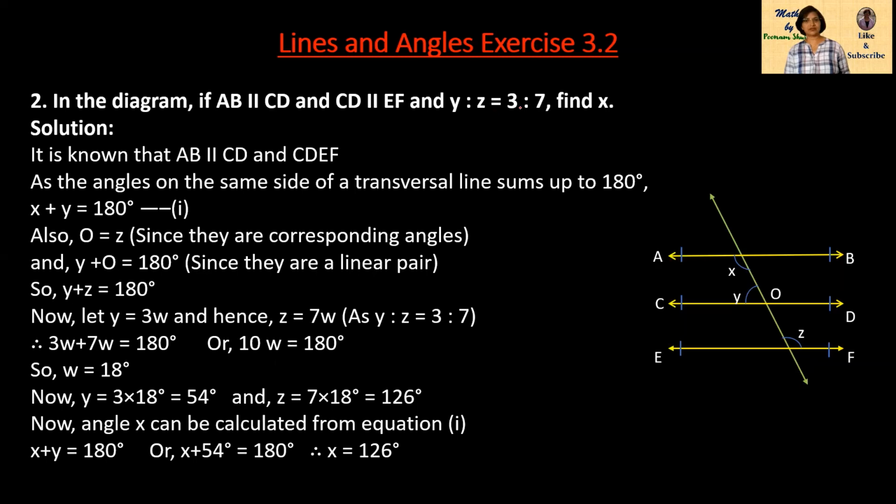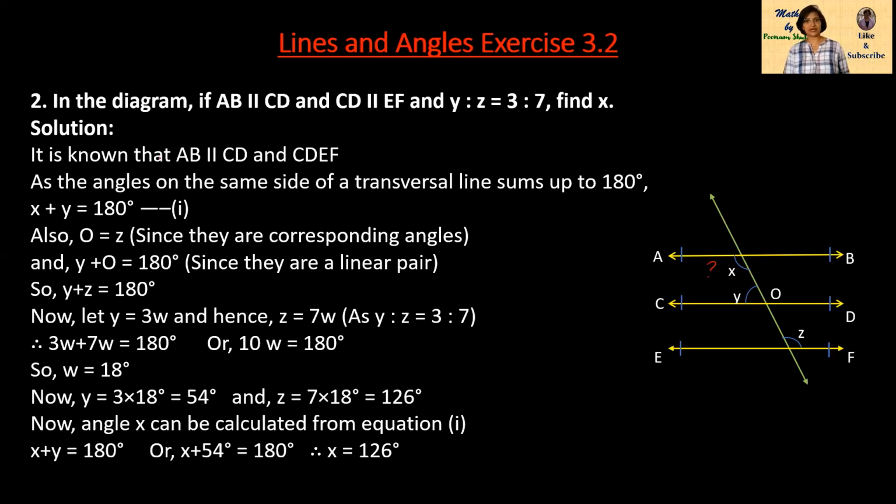Next question says, in the diagram, if AB parallel CD and CD parallel EF and y is to z equals to 3 is to 7, find x. Now we'll see here in the diagram, AB parallel CD and CD parallel EF, right? And what is given here? X, y is given, angle z is given, and the values are given in the form of ratio. So y is to z equals to 3 is to 7. Here we have to find out the value of x.